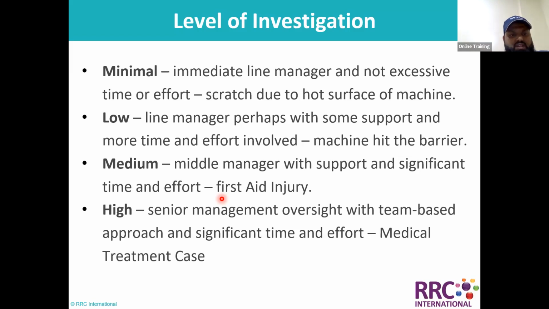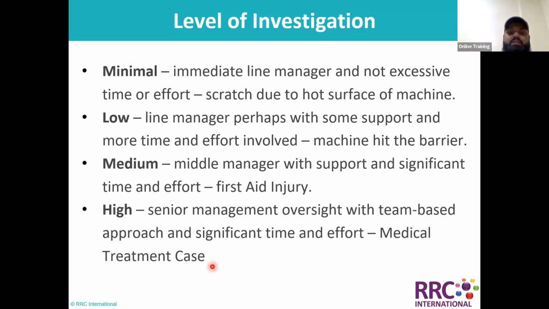In case we are having a medical treatment case or any kind of LTI, where the person does not just get the first aid injury. For example, I was doing some job and my hand came between the moving parts of the machine, and before it got pinched I pulled it out, but somehow I got injured. I will go to the clinic and they will just give me first aid, minor first aid is required, and I can come back to the job.